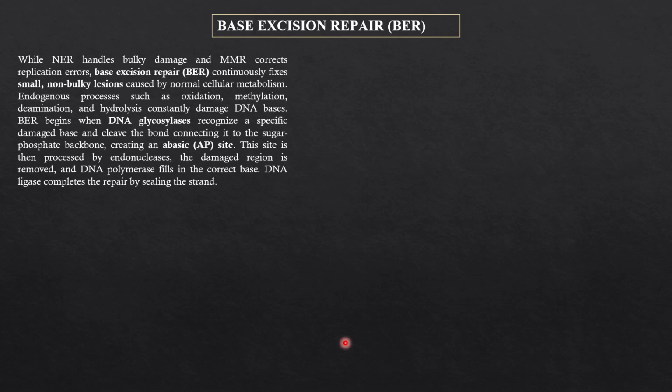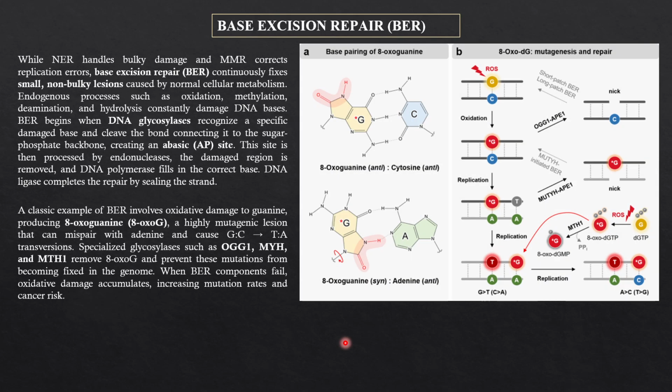So the third one is the base excision repair. What happens here is the base pairing of the 8-oxoguanine. Basically, it involves the oxidative damage to the guanine and produces 8-oxoguanine, which is a highly mutagenic lesion, and can mispair with the adenine and cause an imbalance in the guanine cytosine ratio or the thymine adenine ratio.